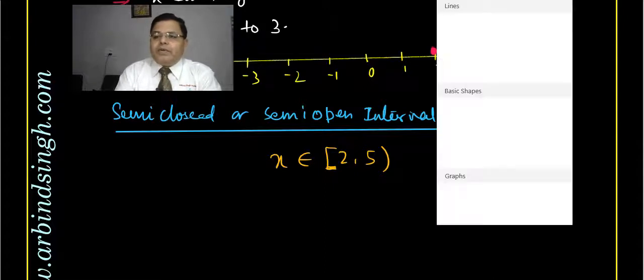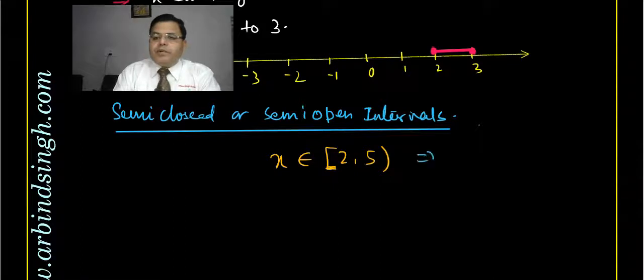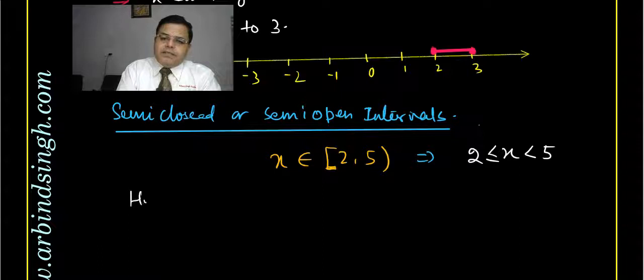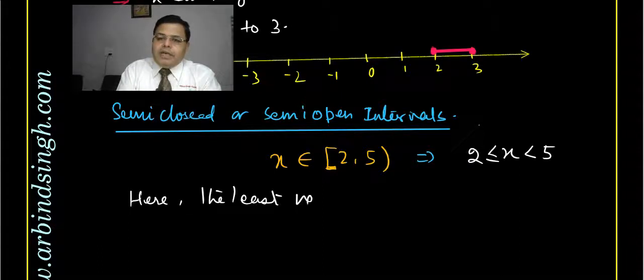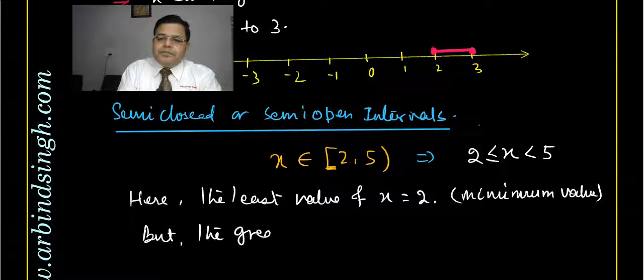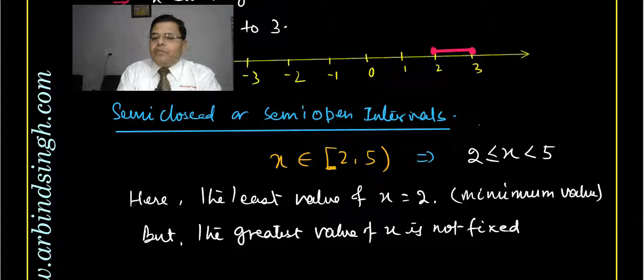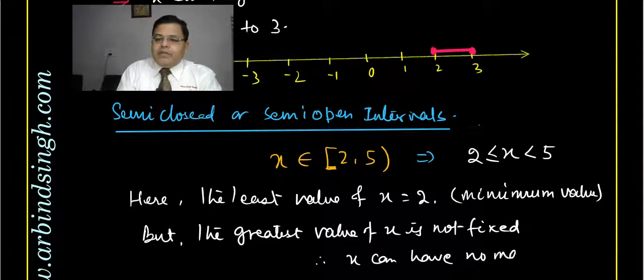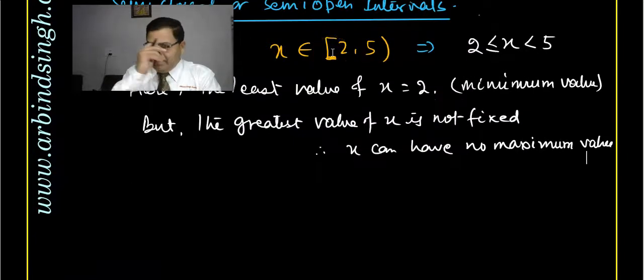How to represent this? It means the value of x is greater than or equal to 2 but less than 5. Here the lower limit is fixed. The least value of x is 2, so that is the minimum value. But the greatest value of x is not fixed, it is open. So there is no maximum value. Here the minimum value is fixed, but the maximum value is not fixed.